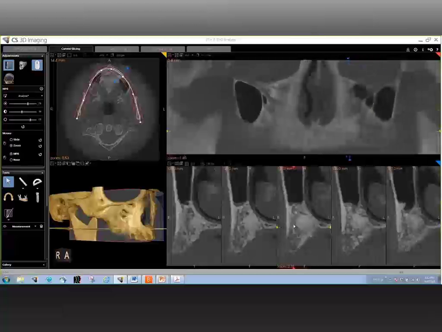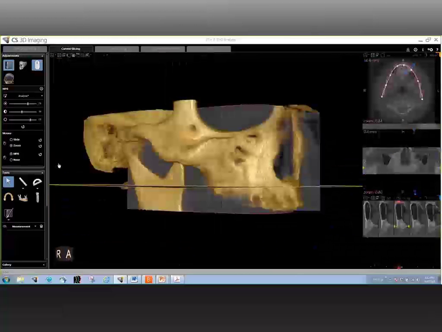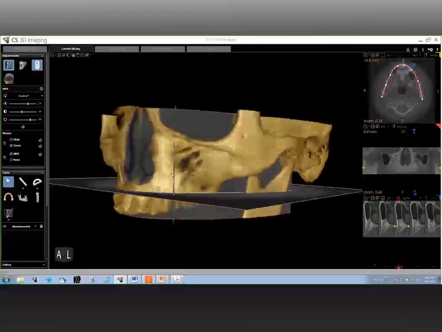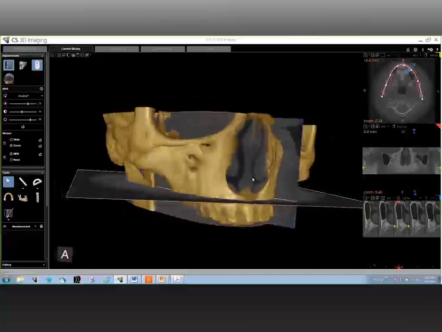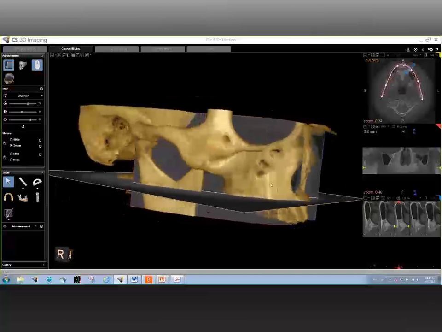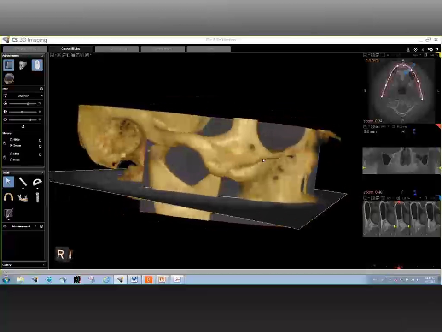I notice on this CS 9300 Premium 17 by 6 centimeter scan, the field of view that we are working with, which is just one of the many different field of view options with the 9300, that one can visualize more than just the maxillary region. One can also see and evaluate the bilateral TMJ.